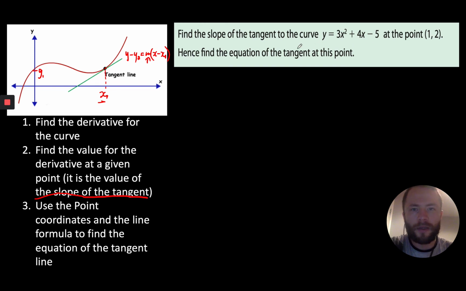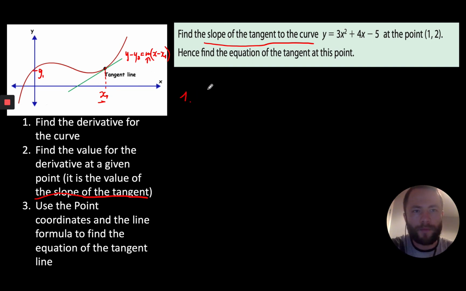Okay, so let's take a look at our curve. We have a curve y equals 3x squared plus 4x minus 5, and we're looking for the slope of the tangent to the curve, and then finally the equation of the tangent line at this point. So this is the kind of way to solve this problem. The first step is to find the derivative of the curve.